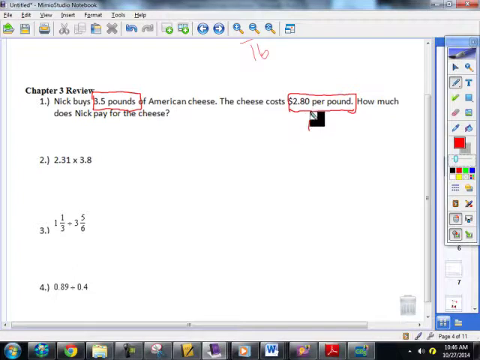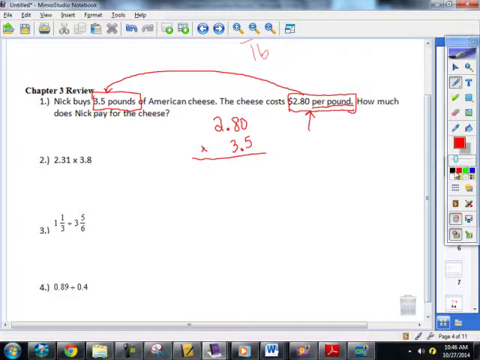Since it says that 1 pound costs $2.80, then I'm just going to multiply the amount per pound times the amount of pounds I want to buy. So here we go. $2.80 times 3.5. Notice, I don't line up my place values. Now, as I taught you guys back when, I said, just take out the decimals. Just do 280 and multiply it by 35. Do that first. So you start right here.